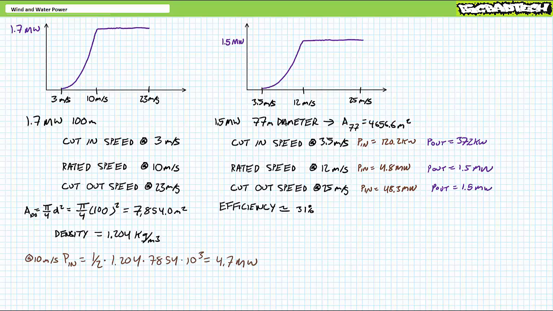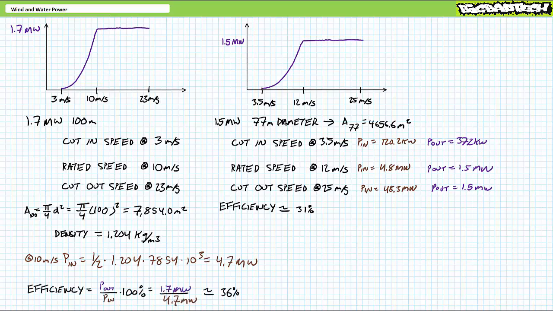Substituting this density, larger surface area, and new rated speed into the power formula yields an input of roughly 4.7 megawatts. You note this significantly larger 100-meter diameter turbine experiences roughly the same input at 10 meters per second, as does the smaller 77-meter diameter turbine at an increased speed of 12 meters per second. Makes sense. The 1.7 megawatt turbine with a larger rotor is designed to take advantage of lower wind conditions.